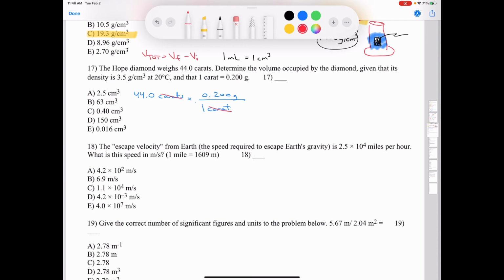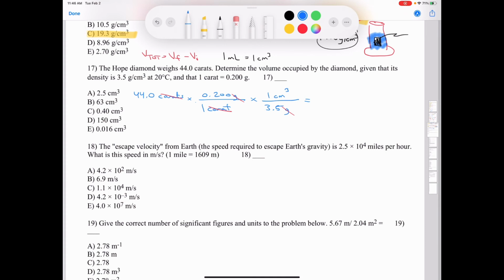But I want to know what the volume is, don't I? That's what I'm looking for. Well, I can use one more conversion factor, and that is the density, 3.5 grams per centimeter cubed. Watch how I'm going to do that. I know that I have 3.5 grams of diamond in every 1 centimeter cubed of it. So now you see that grams cancel out, and I'm left over with the units of centimeter cubed. So I'm left over with the volume of the Hope diamond.